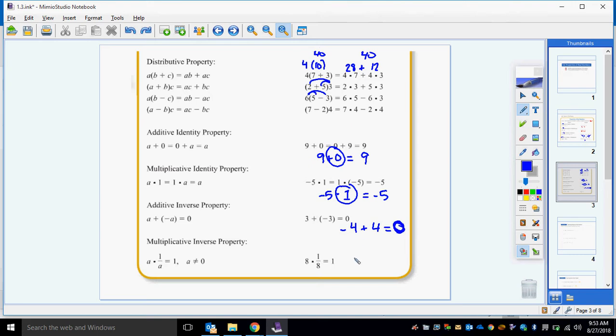So for instance, if I had negative 7, the inverse of negative 7 would be negative 1/7. Okay, so we're just flipping it on multiplication. And the answer there would be 1. Your answer is always going to be 1 on multiplicative inverse.